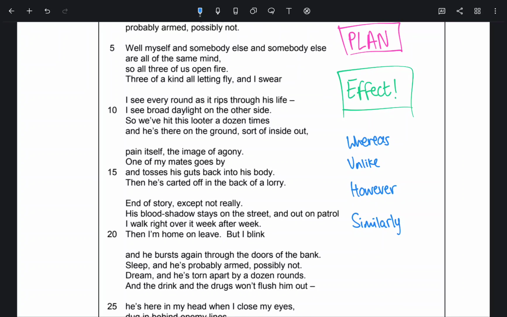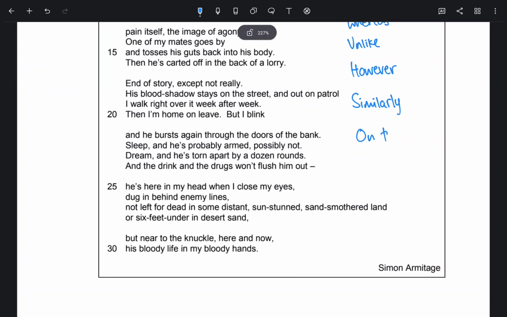You could be using "on the other hand." On the other hand, dot, dot, dot. Okay, so remember, it's important to use these top tips as well.